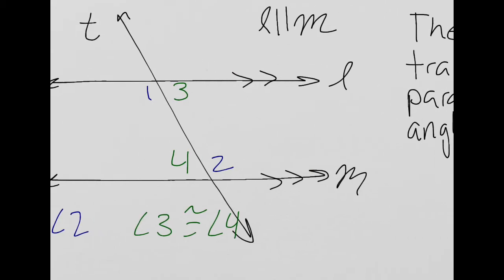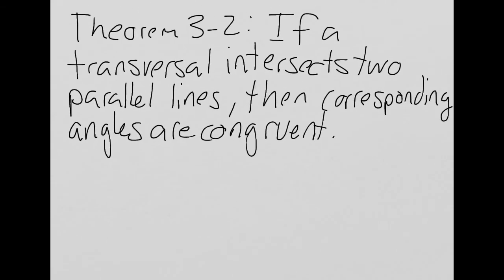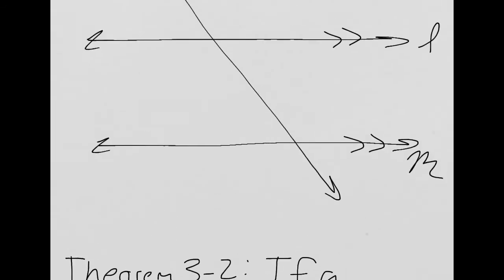Next up, I have theorem 3-2. This is the corresponding angles theorem, and it says if a transversal intersects two parallel lines, then corresponding angles are congruent. Let's take a look at a diagram of this.